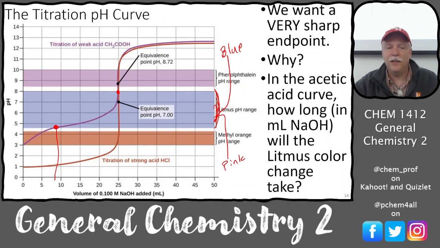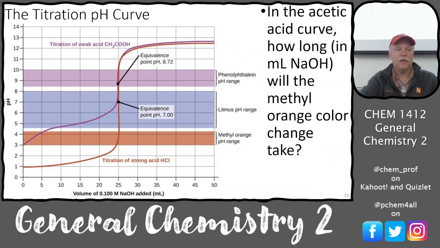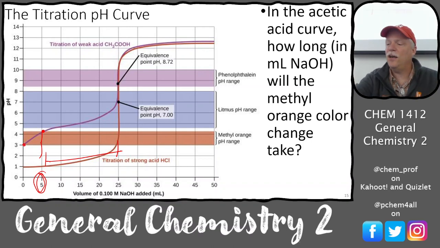What about the methyl orange? It would start turning colors here and end turning colors there. And so I would say, okay, it's done. My endpoint is at 5 mils, but that's nowhere near the equivalence point. You see how that would not even give an accurate result. I would say my titration is done here, and I still have all of this acid left to titrate. It would be totally a wrong result. So choosing the indicator is important.